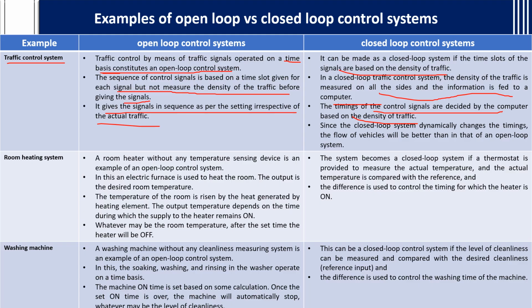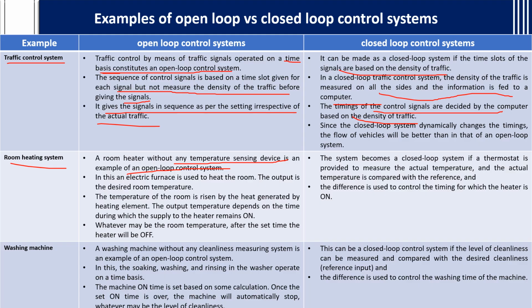But an open loop control system is not going to check all those things. Based on the time set by the traffic controller, it is going to change red, yellow, green. It is not going to check the density, which side more, which side less, nothing. Same way we see for a room heating system. A room heater without any temperature sensing device is an example of an open loop control system. It is not going to sense any temperature; without that, it is going to heat the room.